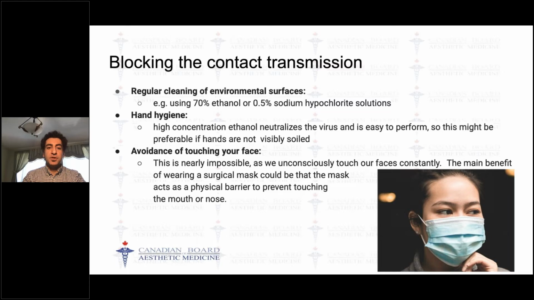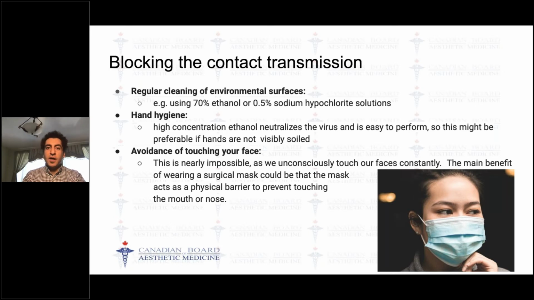So this is how we can block the transmission. Again, we have to clean the environment surfaces as much as we can. Every time a client leaves the room, you have to clean with 70% ethanol all the surfaces that have been touched by the patient. I would suggest cleaning as much of the surface area as you can. Hand hygiene is definitely very important. Wash your hands more and use sanitizers, but be careful that you are not making your skin very dry and damaging the skin. But definitely hand hygiene is very, very important, and so is avoiding touching your face.